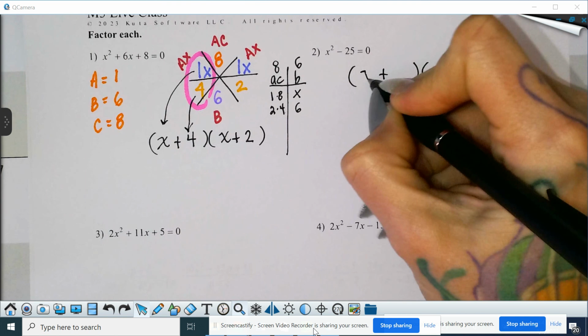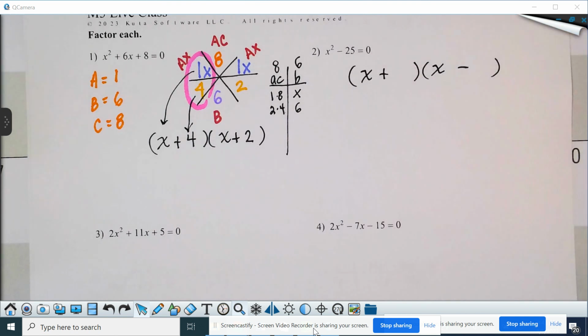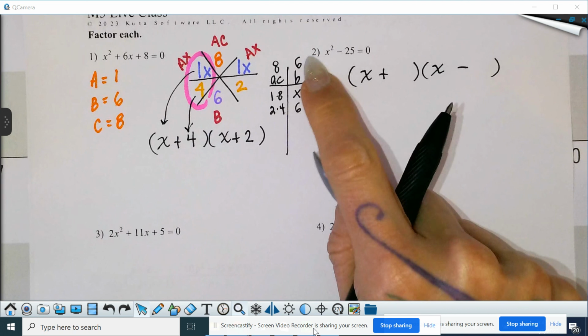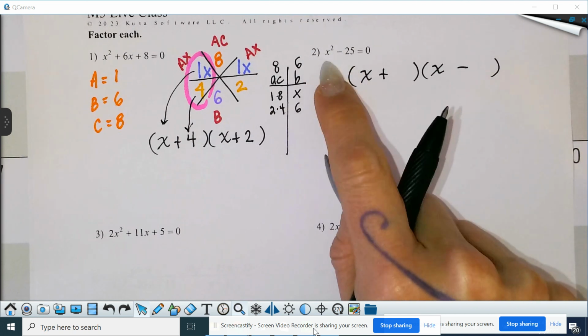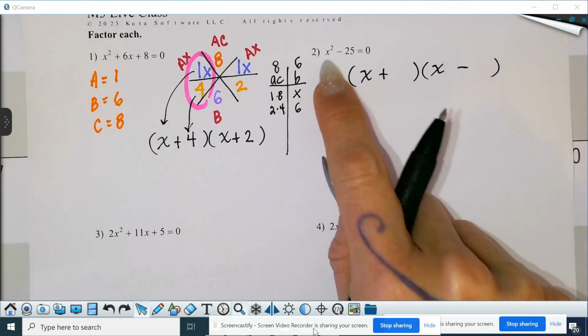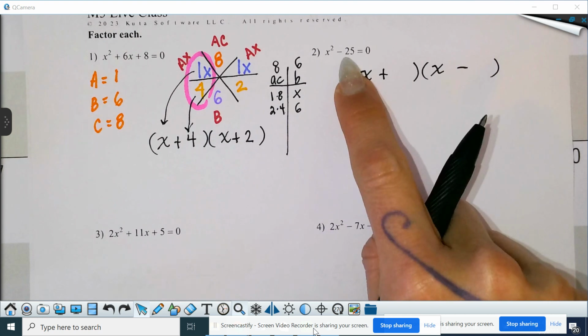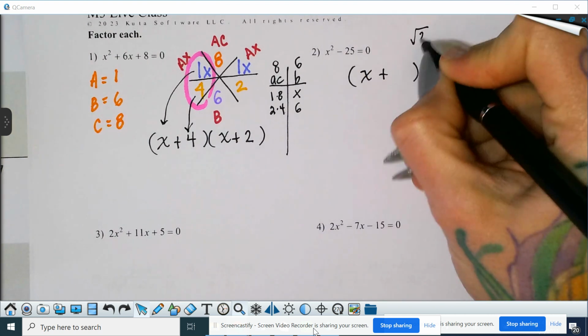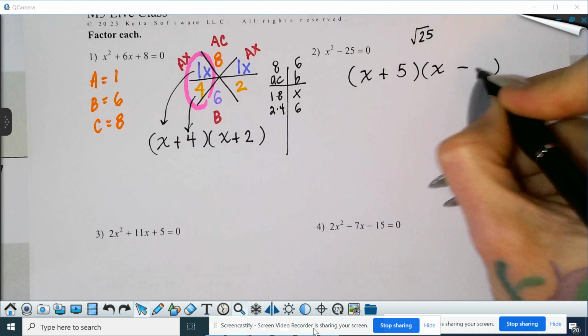Our variable is x. There's going to be an x in both. And in this case, the square root of x squared is asking, what do I multiply by itself twice to get x squared? And that's x times x. And then the square root of 25 is positive 5 and negative 5.